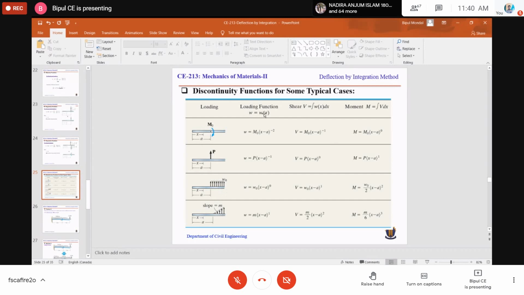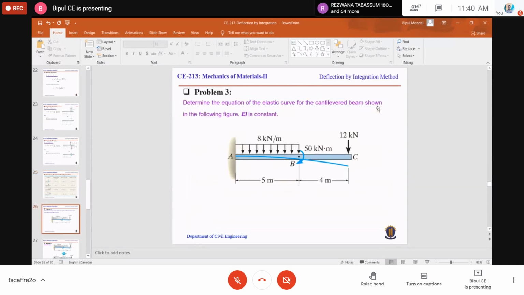Okay, and again we know if we integrate this equation, then we will get the shear force. If we integrate the distributed load with respect to x, then we will get the shear force. Again, if we integrate the shear force diagram with respect to x, then you will get the moment. Now we can solve a problem. This is an example.